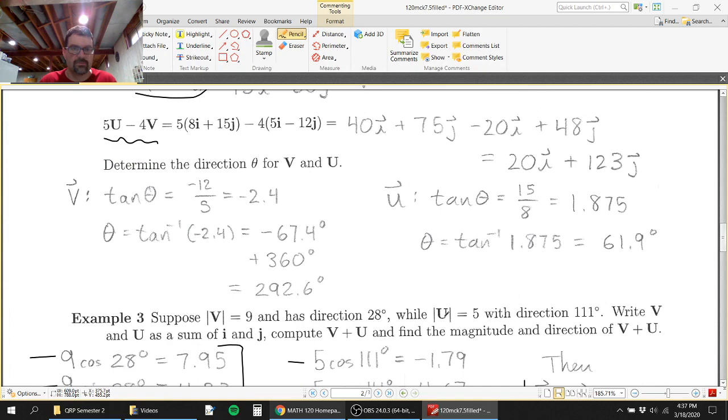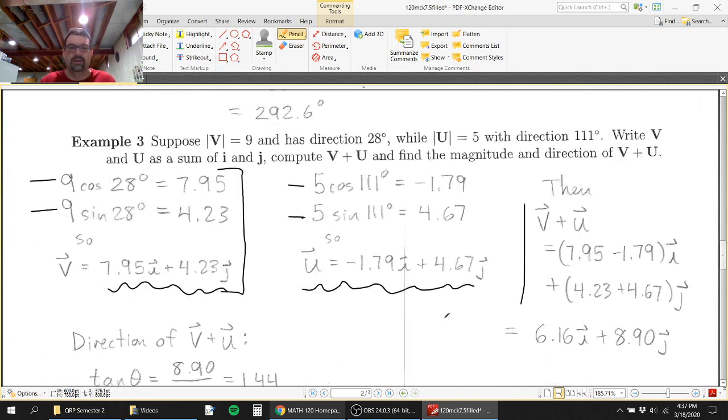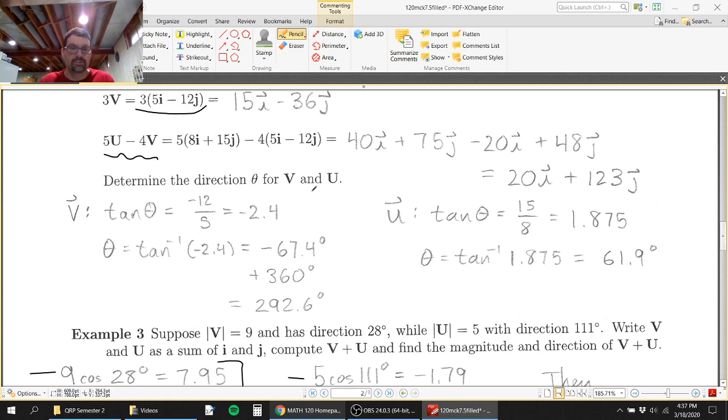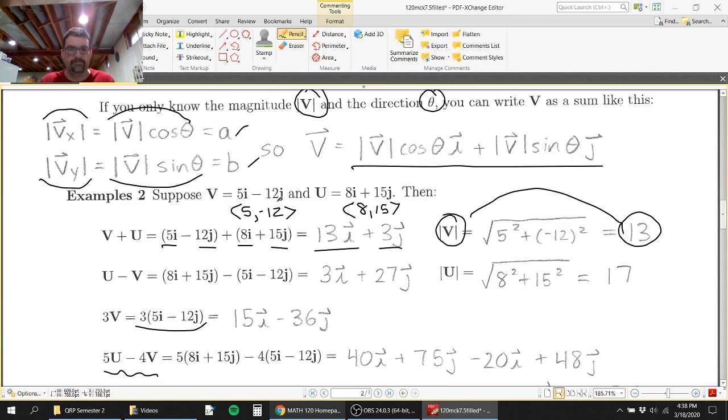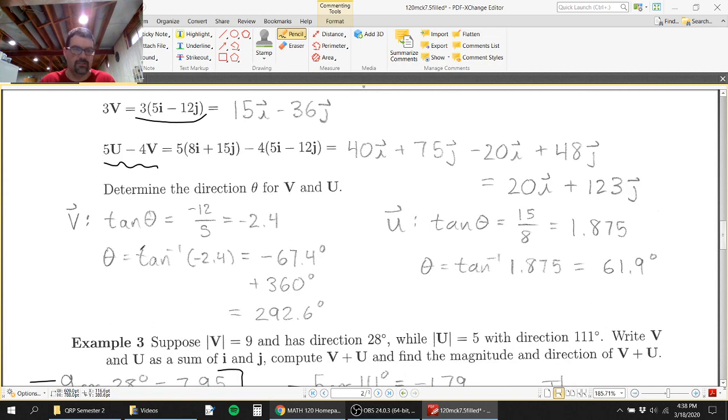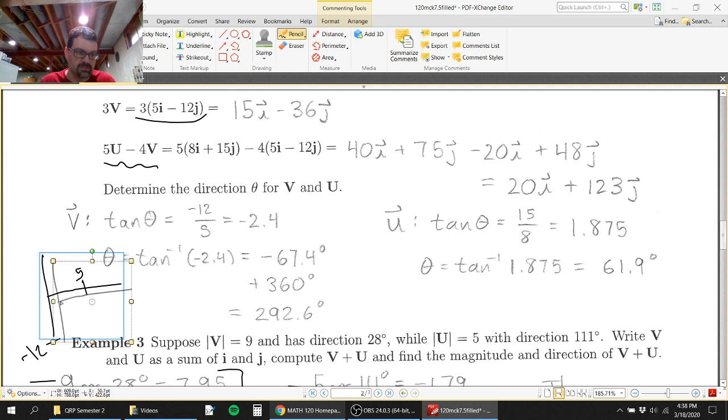Oh, and I totally skipped the direction stuff up here. So let's do that up here. What direction do these guys point in? Well, v, 5i minus 12j, or in other words, 5 comma negative 12, if you were to think of that as a picture, that'd be 5 here and negative 12 down here, so this vector points kind of here-ish. So we would expect it to have an angle somewhere in the fourth quadrant.